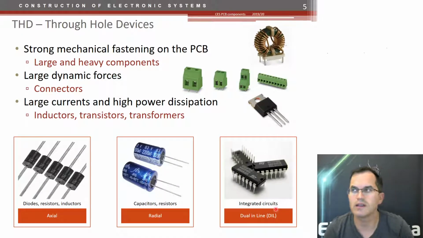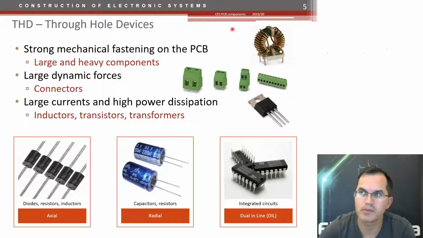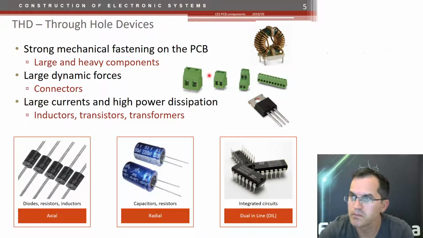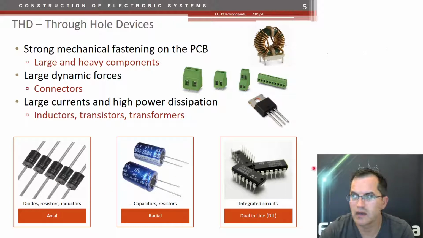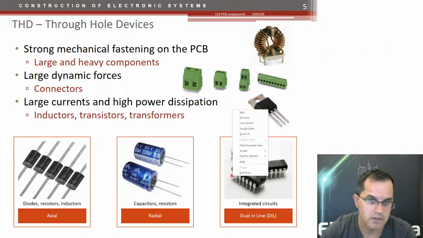Starting with through-hole devices, they are used for three main purposes. For mechanical strength, because the components are very large, they need through-holes to be stable and not to fall off after a certain time of use. Large dynamic forces like connectors, when you pull the wire, it shouldn't drop off. And large currents and large power. These are axial components, radial, and dual inline integrated circuits, as I said. However, these dual inline are really rarely used nowadays.